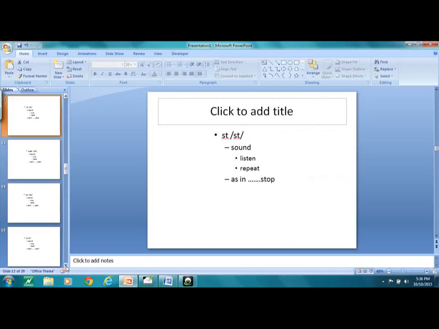We're going to keep it moving. Here we go. ST, st, stop. ST, st, stop. ST, st, stop.